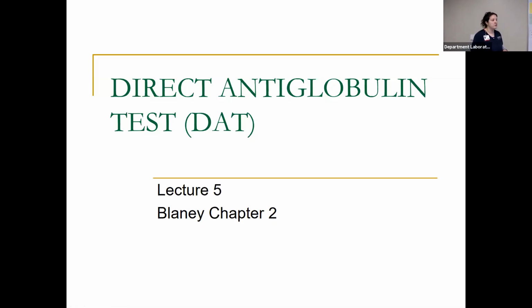We're going to talk about the direct antiglobulin test, also known as the DAT, which we have talked about in hematology. You guys remember that. So we're actually going to dive in and discuss exactly what the DAT does. And then in lecture 6, we're going to focus on the indirect antiglobulin test, the IAT. So we're going to differentiate between the DAT and the IAT.